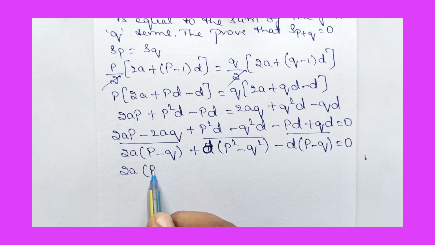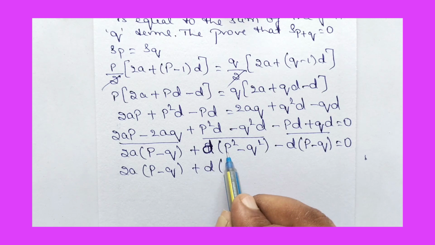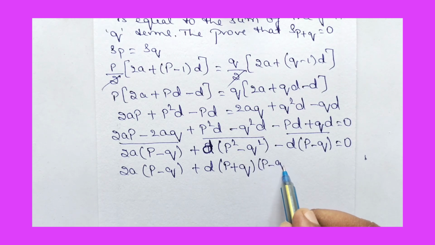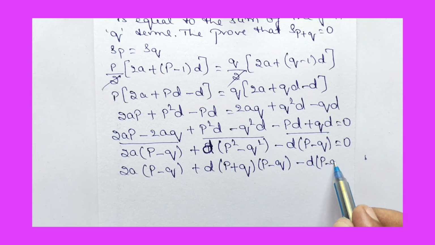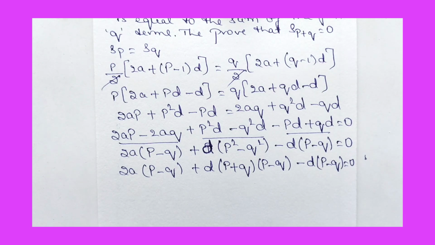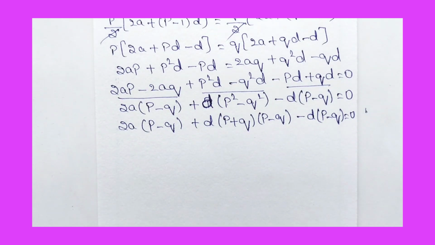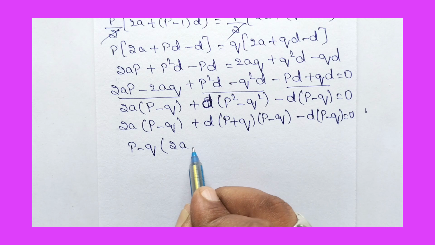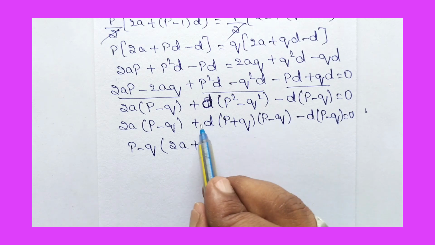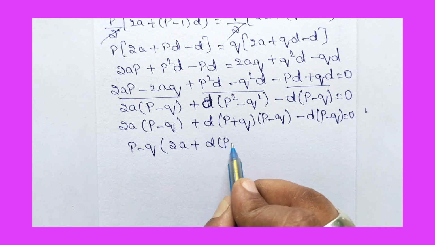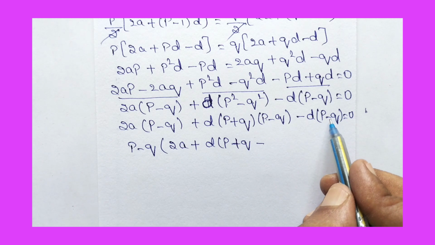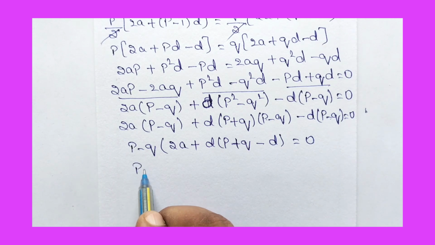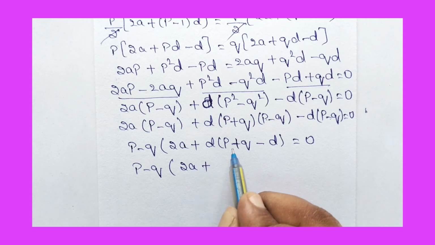So 2a into P minus Q plus d into, it is in the form of a square minus b square, which can be written as P plus Q into P minus Q, minus d into P minus Q, which is equal to 0. Now P minus Q is common in all three. Taking P minus Q as common, the remaining is 2a plus d into P plus Q, minus d, which is equal to 0.